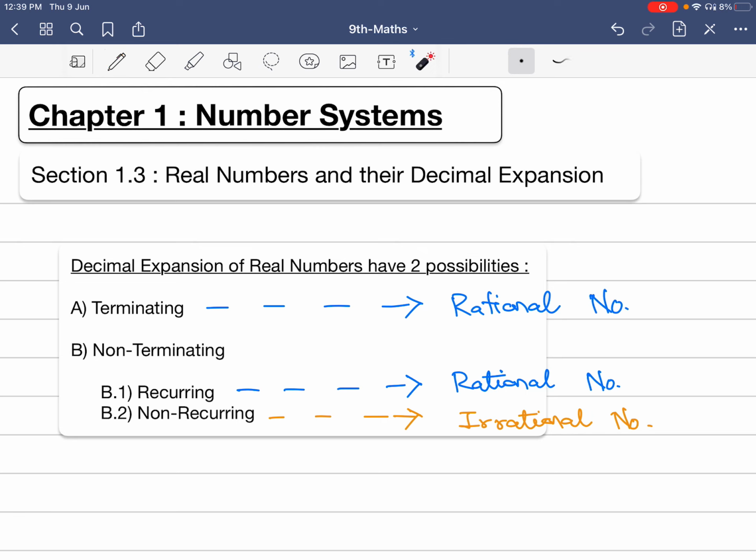So we thus observe that real numbers can be rational numbers or irrational numbers. For each of these, rational or irrational, their decimal expansion has different properties. If you take any irrational number, its decimal expansion is going to be non-recurring and non-terminating. And if you take any rational number, its decimal expansion will be either terminating or non-terminating and recurring. So this is how we observe that the decimal expansion of a real number can be used to classify whether a number is rational or irrational.